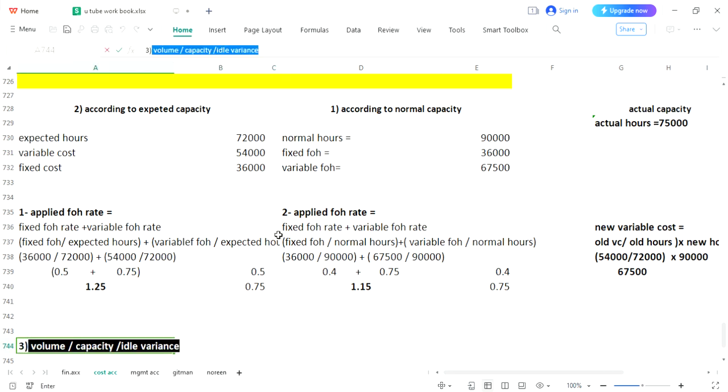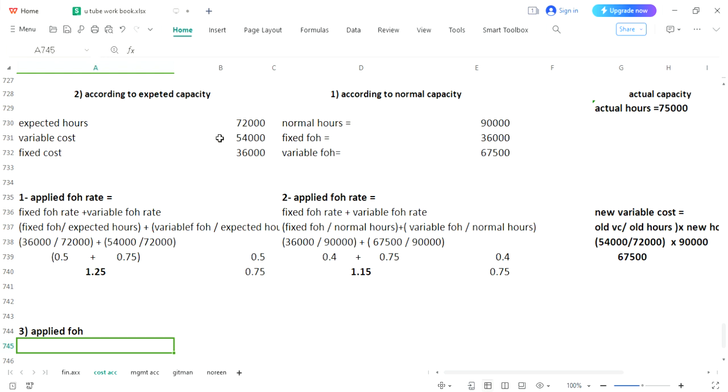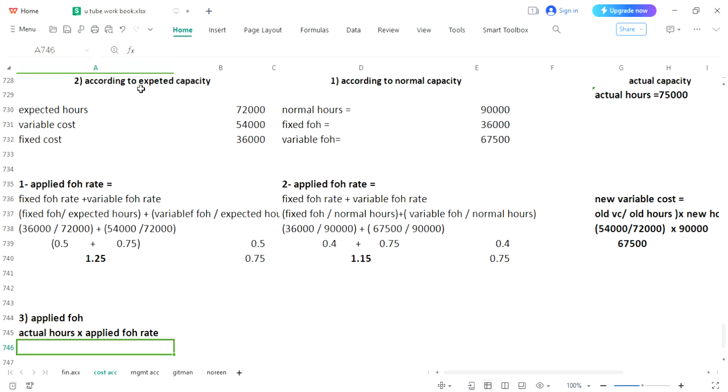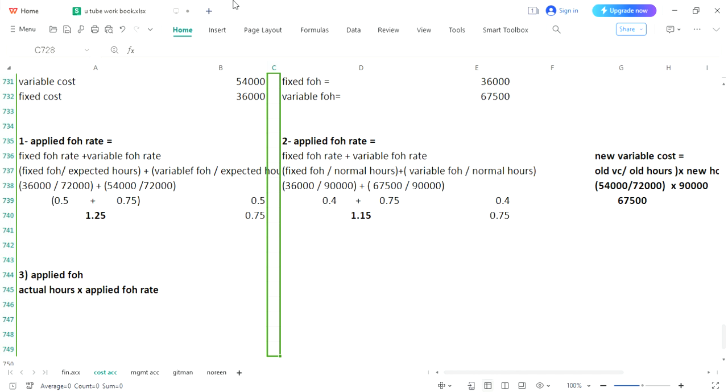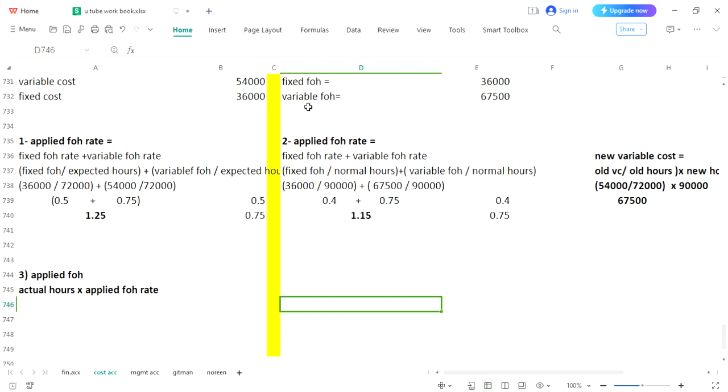which is applied FH. Look, very clear it is. Applied FH rate is different and applied FH is different. This has a single line formula. What we usually do, actual hours would be multiplied by applied FH rate. Since here we are doing according to expected capacity, we can separate this so that you can understand there are two parallel calculations we are doing over here. A little more space needs to be made.